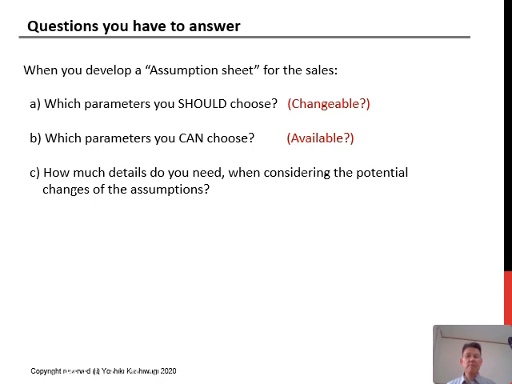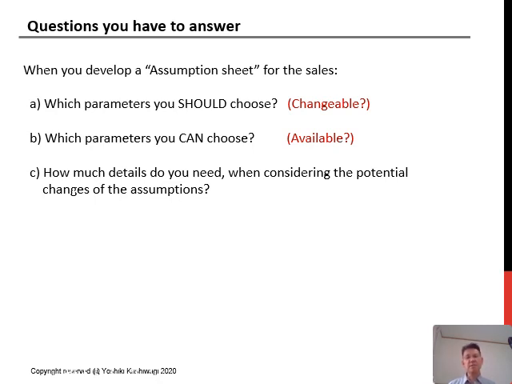The last question: how much detail do you need when considering the potential change to the assumption? For example, you have four types of products in this business case. Are you going to differentiate the prices across the products? Or would you keep the same price for different types of products? It all depends on the business strategy. But if you want to change the price by product, you have to assume different prices for each item. So how much detail? In this case, you have to assume four different prices. But if you keep one fixed price, you don't have to do it.